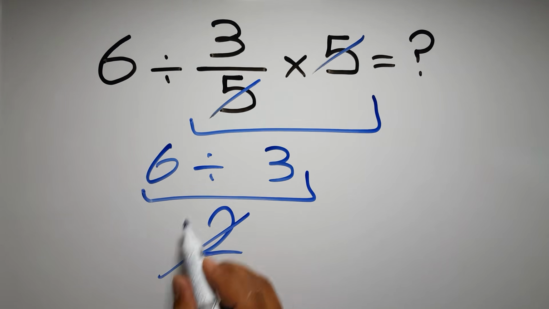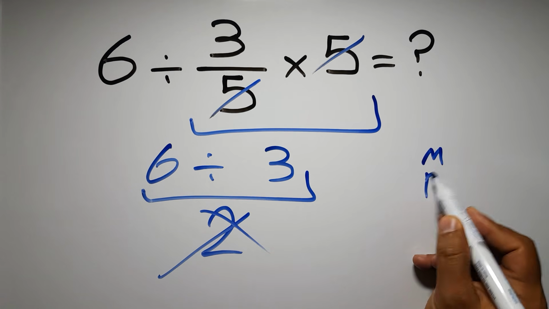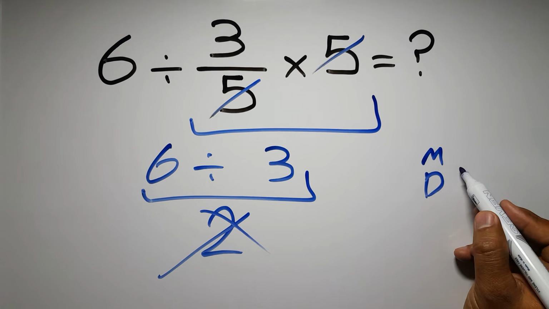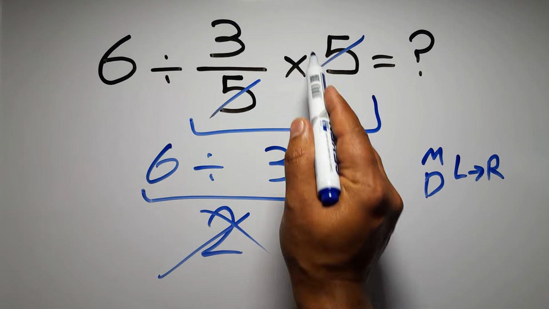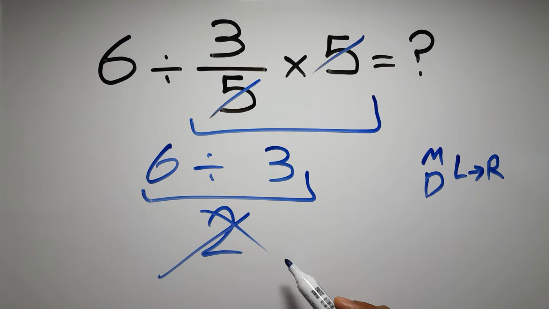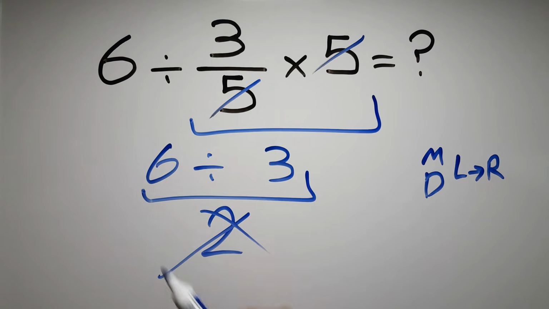But this answer is not correct. Because according to the order of operations, multiplication and division have equal priority and we have to work from left to right. So here, first we have to do this division, not this multiplication. Okay, if we do this multiplication before this division, it is wrong.